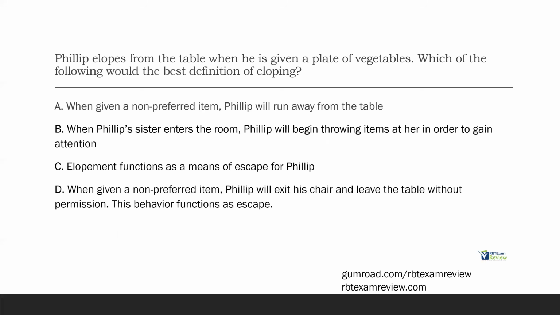And then D, when given a non-preferred item, Philip will exit his chair and leave the table without permission. This behavior functions as escape. Okay, this is great, right? We have a function, we have an antecedent, and we have a description of the behavior. Now they can always be better, but comparatively to the rest of the answer choices, D is by far the best, okay? So which of the following would be the best definition of eloping? D, when given a non-preferred item, Philip will exit his chair and leave the table without permission. This behavior functions as escape.